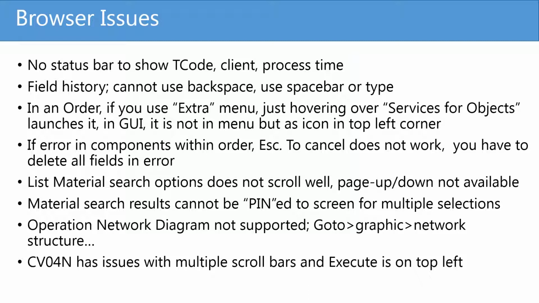Now in the non-browser, standard GUI mode, the services for objects option isn't in the menu. It's in the top left corner, like in standard current SAP ECC6. If you have errors in the component tab of an order, sometimes you can't exit the error with the escape key. You have to remedy each error, like by deleting the content of the cells and then tabbing, and so on. It's very awkward. Sometimes when you get an error in an order, it just kicks you right out of the order, so in browser mode you want to make sure you save.